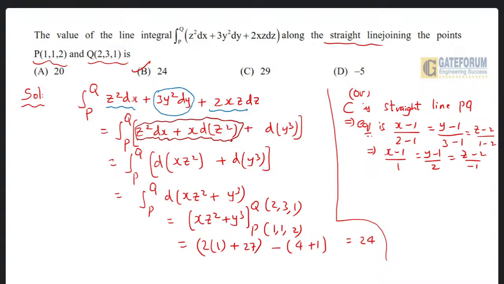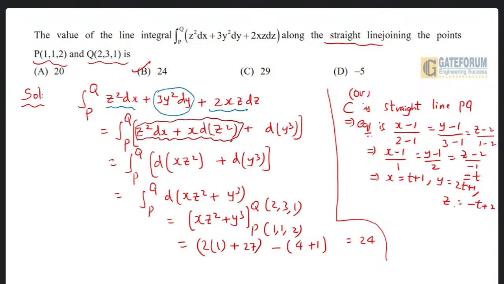Using that will take more simplification, and you may get silly mistakes. From the first two, find the y value in terms of x, and from the first and last terms find the z value in terms of x. Sometimes that procedure makes it difficult. It is not difficult, but it takes more calculations and more steps. It is better to take all these three equal to t. So from this, find x, y, z in terms of t. I want to express everything in terms of one variable. So x = t plus 1, y = 2t plus 1, z = minus t plus 2.